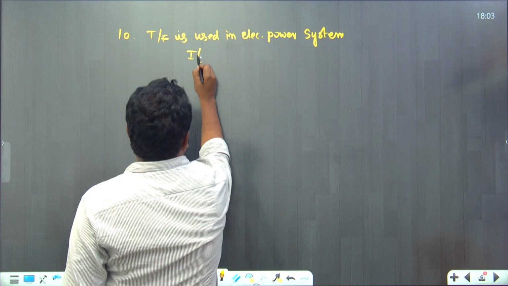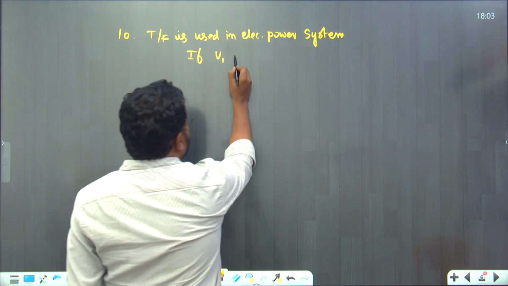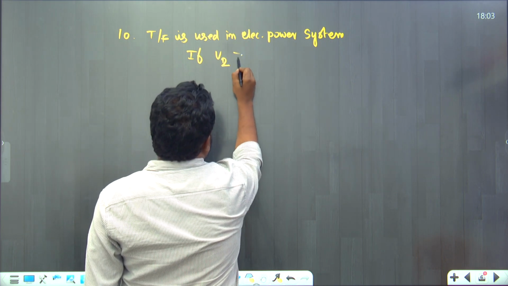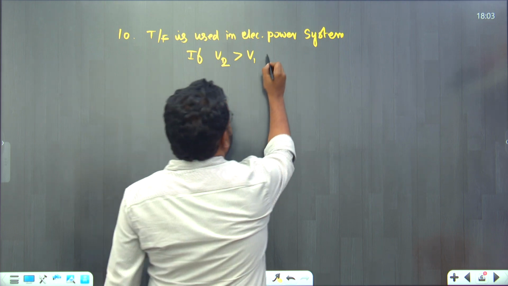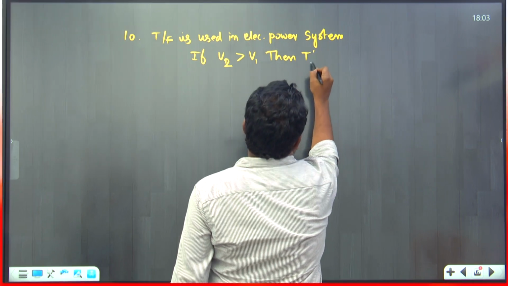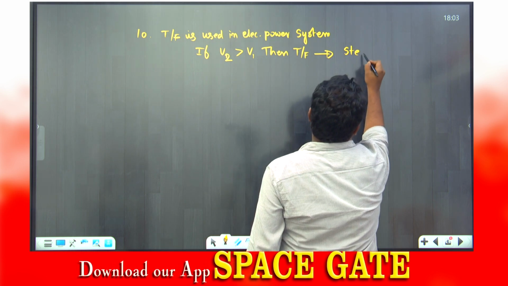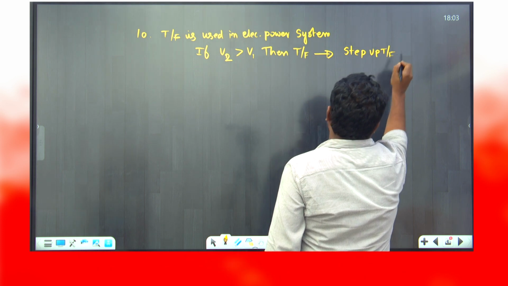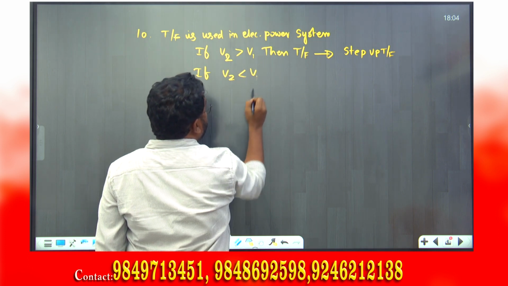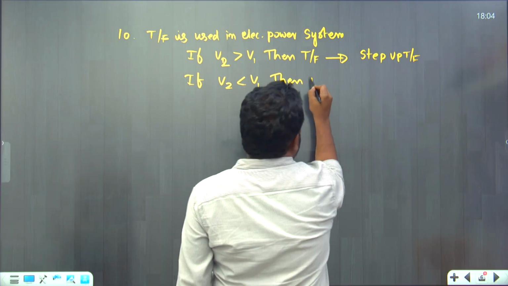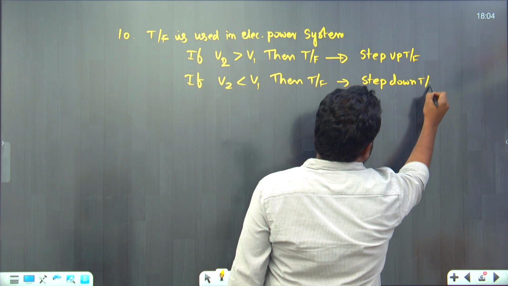Let us assume V1 is the input voltage and V2 is the output voltage. If V2 is greater than V1, that means the output voltage is greater than the input voltage, then the transformer is treated as a step up transformer. And if the secondary terminal voltage is less than the input voltage, then the transformer is treated as a step down transformer.